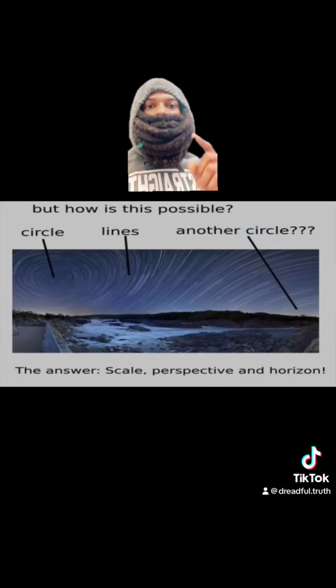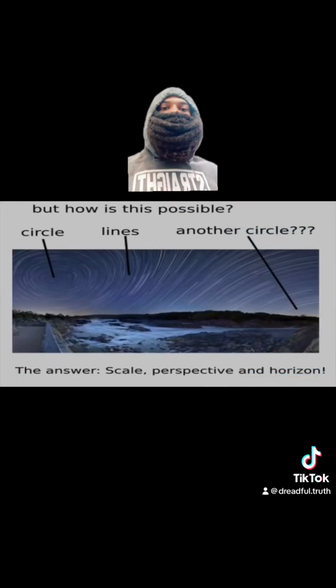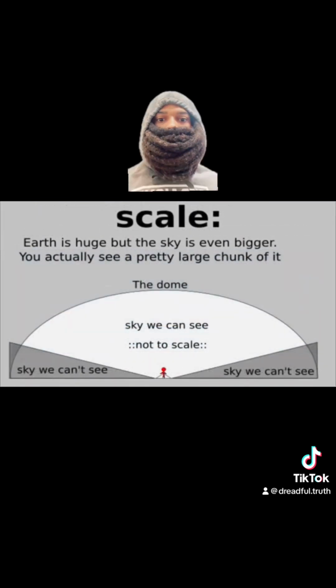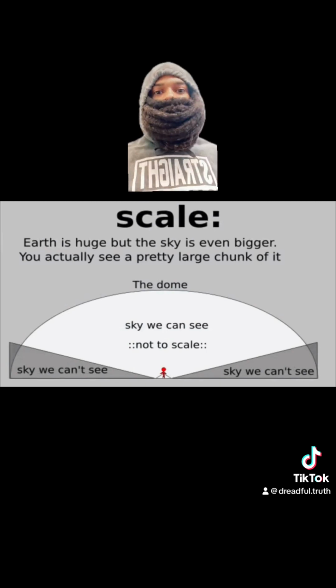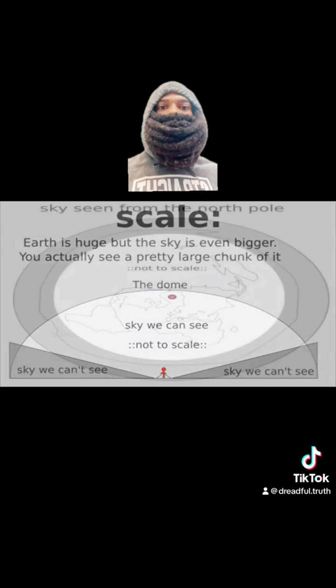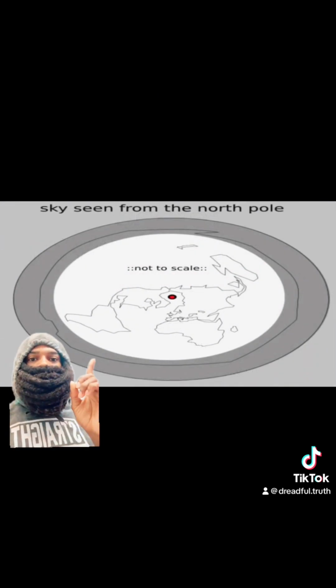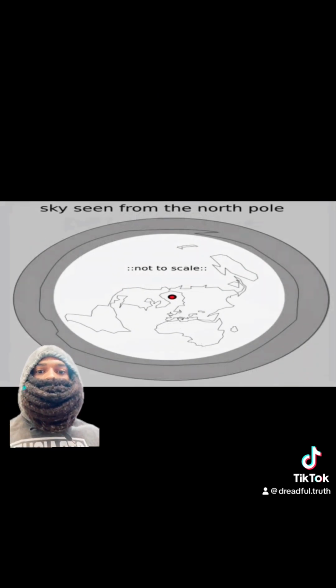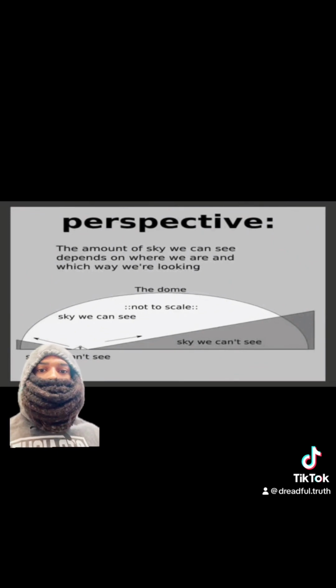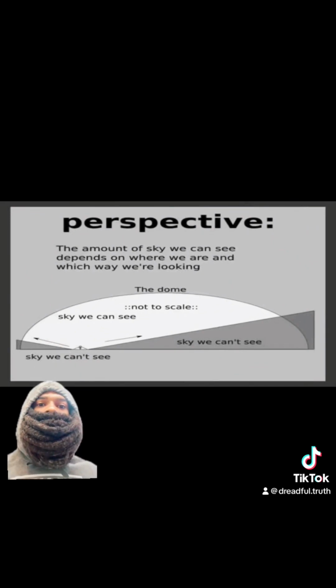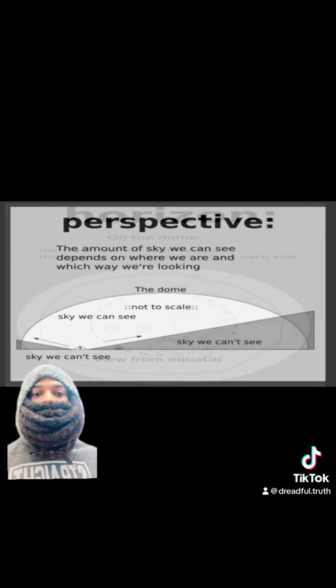So now you ask, how is this possible? Scale, perspective, and horizon. Let's go through scale. Earth is huge, but the sky is even bigger. You actually see a pretty large chunk of the sky. This is how much of the sky you will see from the North Pole. Perspective. The amount of sky we see depends on where we are and which way we are looking.